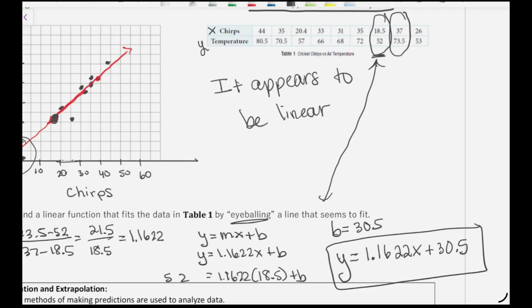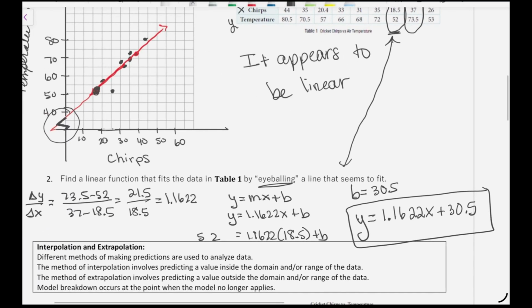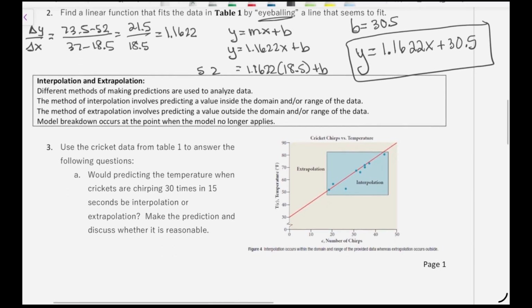Okay, now, this is the line of best fit, I should say. Sometimes points that land outside of the majority of the points, we don't use. In this case, they were all pretty much together. We call this a scatter plot. I'm going to show you a picture. This is the same scatter plot. If I'm looking at values inside of it and outside of it, ones that are far away from the majority or close, we can either interpolate or extrapolate information from it. Use the cricket data from table 1 above to answer the following questions.